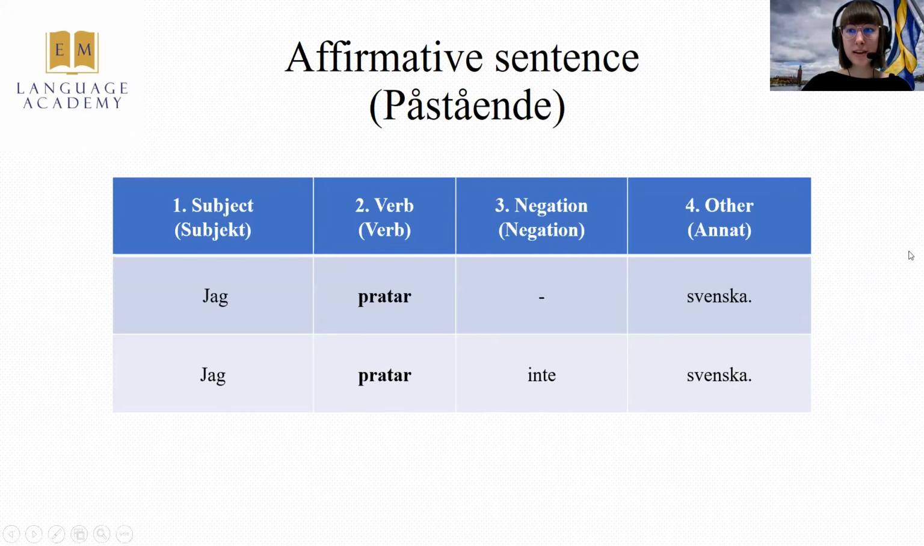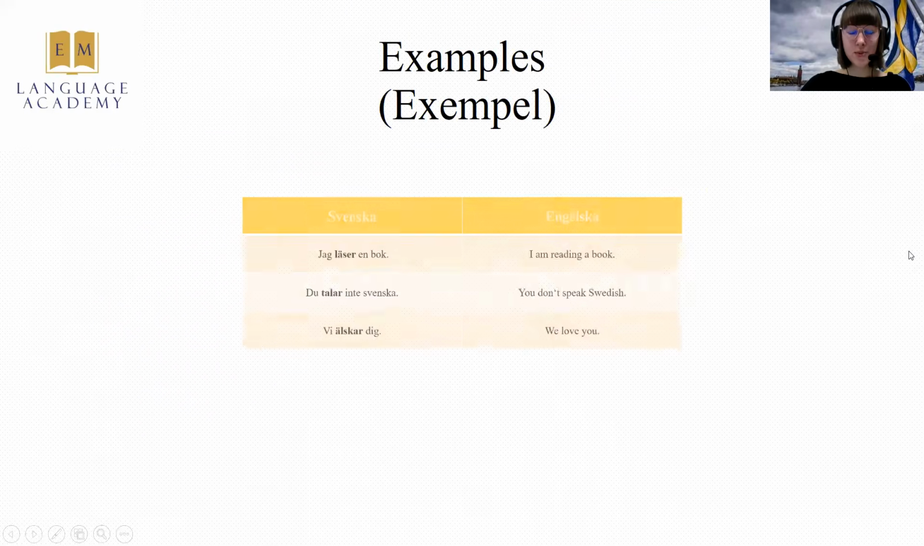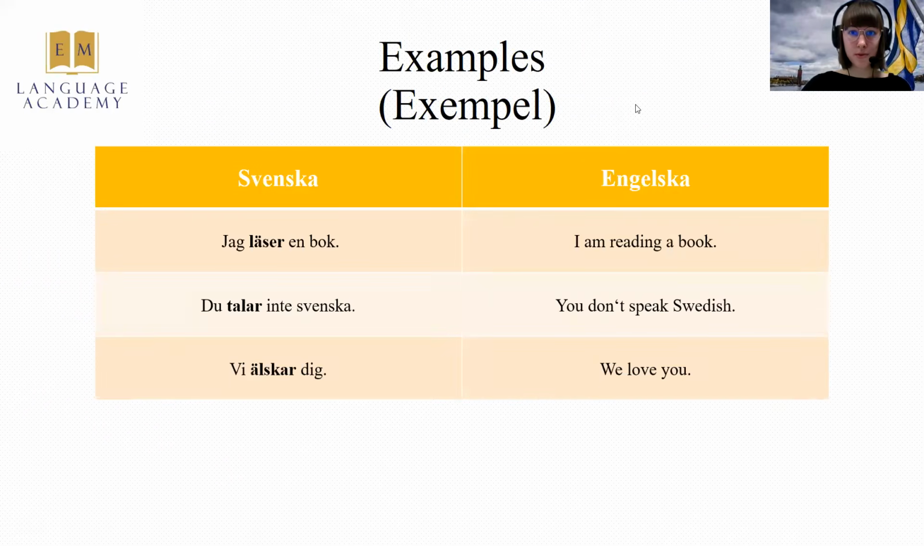Let's see what's waiting for us next. Next, we have a few more examples, or exempel. The column on your left are examples in Swedish, svenska, and then the translation in English, engelska. Jag läser en bok. I am reading a book. So the verb läser is reading. En bok, a book. Du talar inte svenska.